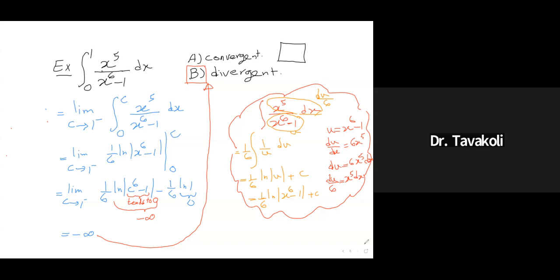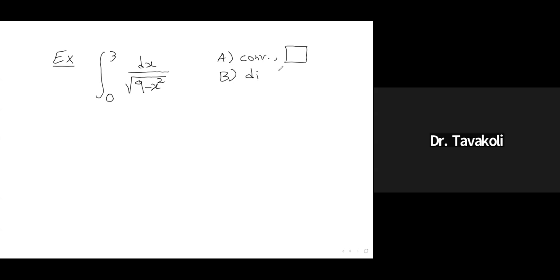Okay, another example. The integral from 0 to 3 of dx over radical 9 minus x squared. I want to know: A, is it convergent? If so, what is the value? Or B, is it divergent? I want to decide which one is the case.